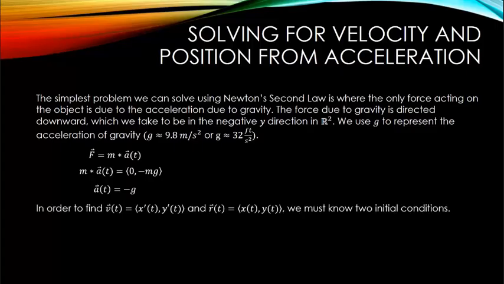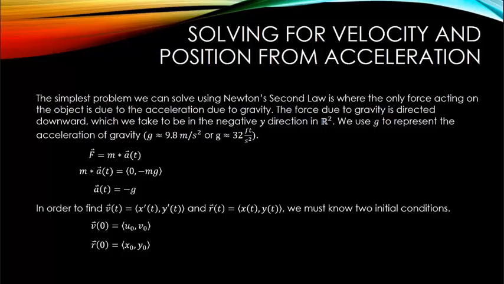In order to find the velocity, which has the components x prime of t, y prime of t, and the displacement or position, which has the components x of t, y of t, I will have to know two initial conditions. Typically, I want to know the velocity at t equal to 0, and I'll use u sub 0 and v sub 0 as the components for this. And I want to know what my position is at t equal to 0. I will use the components x sub 0 and y sub 0 for this.